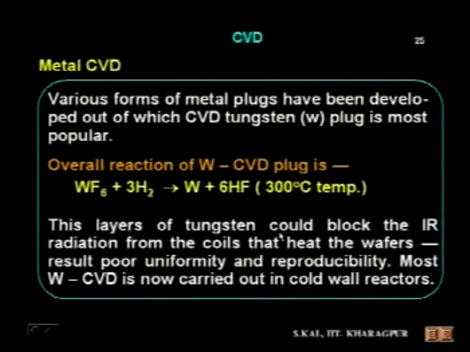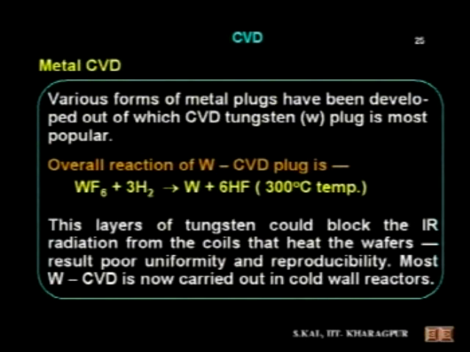Okay. Now, this layer of tungsten, there is one problem. This layer of tungsten, which is coming up from this decomposition reaction of tungsten fluoride, could block the IR radiation from the coils that heat the wafers. For substrate heating, you need the infrared radiation arrangement. So from where the IR radiation is coming to hit the substrate, the tungsten may block those portions, as a result of which the substrate will not be heated. And if the substrate heating is required for good uniformity and reproducibility of the metal films, that will be hampered if the IR radiators are blocked by tungsten film.